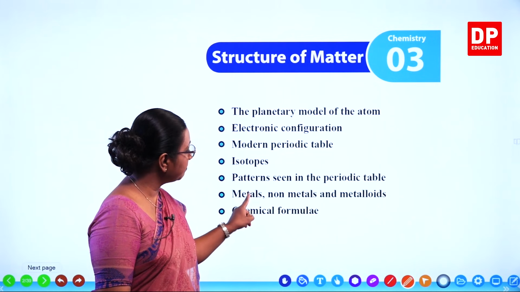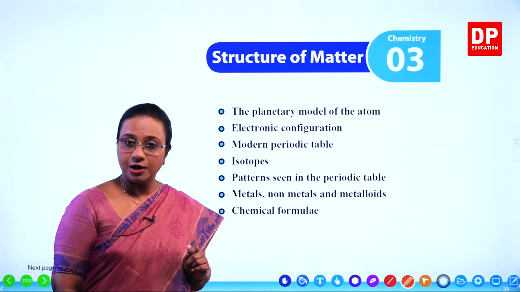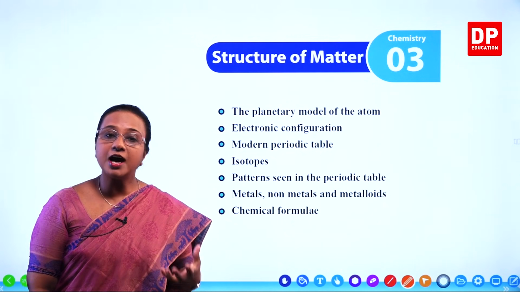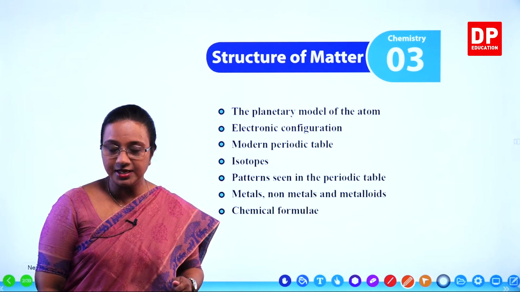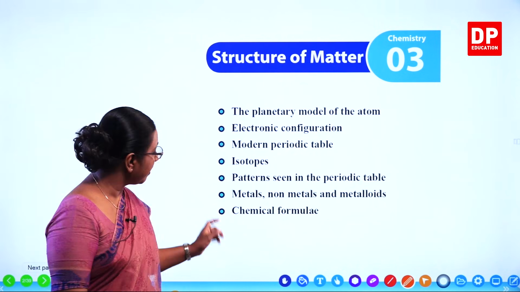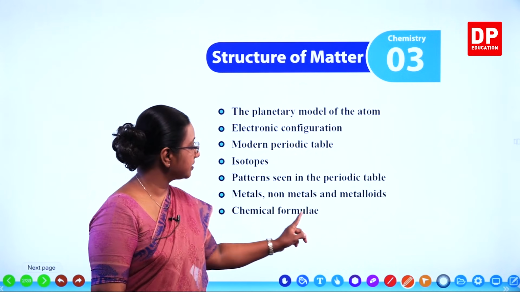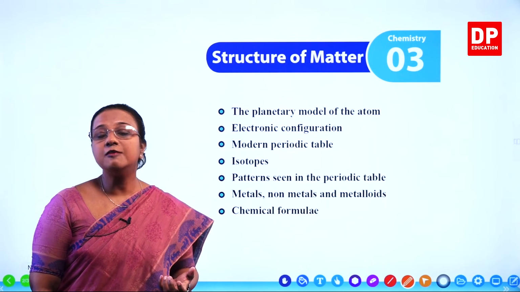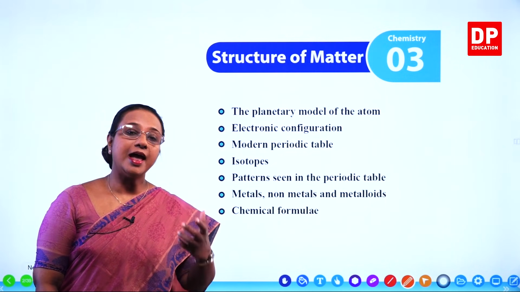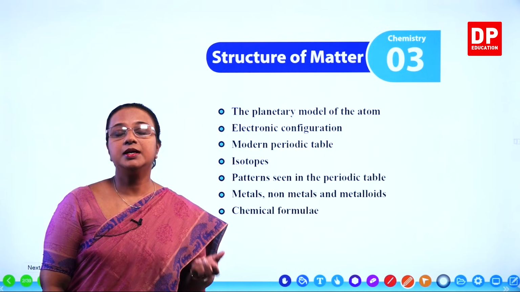Afterwards, we'll be looking at metals, nonmetals and metalloids. Those are the different types of elements present in nature. And finally, we will discuss how to write chemical formulas when atoms combine and form compound.